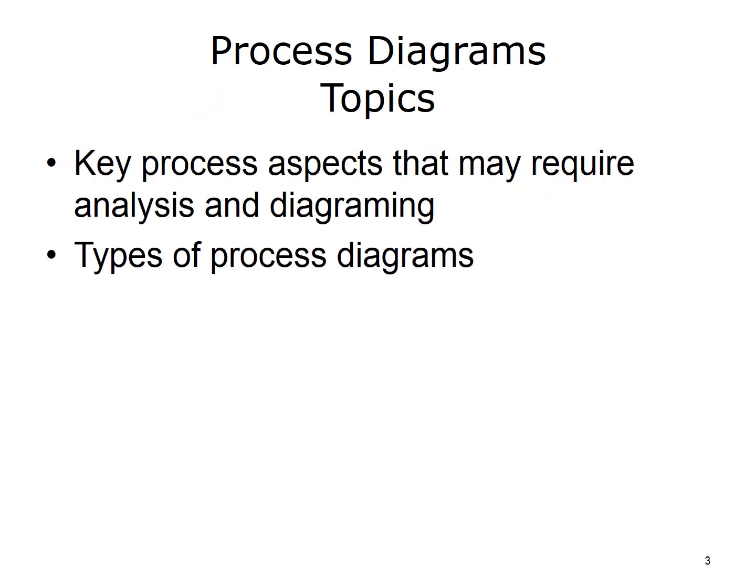The topics covered in this lecture include key process aspects that may require analysis and diagramming, types of process diagrams. In Lecture A, these topics are combined into a framework that organizes process diagram types according to the process aspects that each type of diagram represents. Thus, Lecture A serves as an introduction to the Unit 3 material.